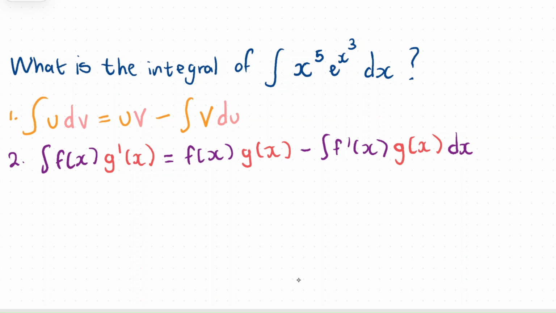Today we're going to be answering the question, what is the integral of x to the power of 5 multiplied by e to the power of x cubed? We're going to be using two different methods. Integration by parts, which is the one that I'm pointing to, and the second one is also integration by parts. This is something that we'll usually see with definite integrals.